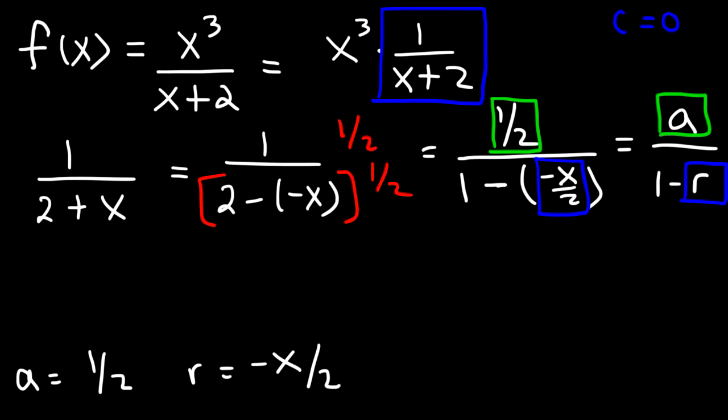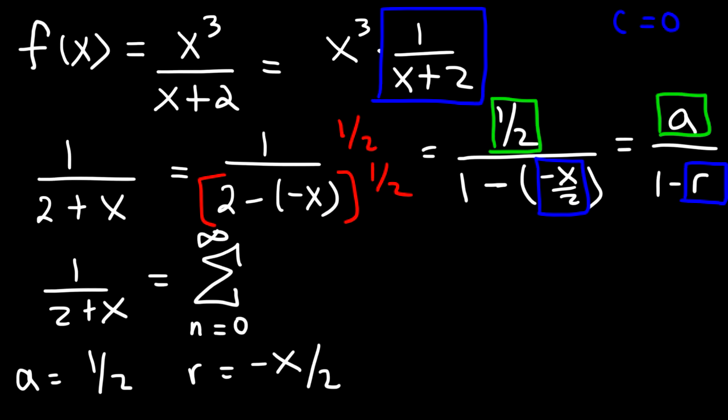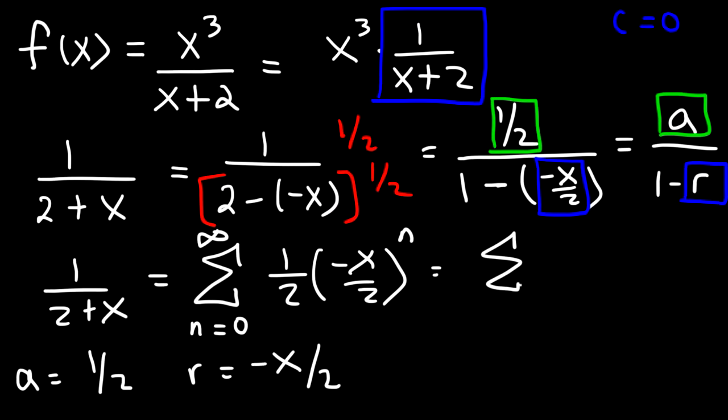So at this point, we can write the power series representation for this expression. It's going to go from 0 to infinity, and then it's going to be a, which is 1/2, times r to the n power. So this is 1 over 2 to the first power, and then if we distribute the n, it's going to be negative x to the n power divided by 2 to the n power.